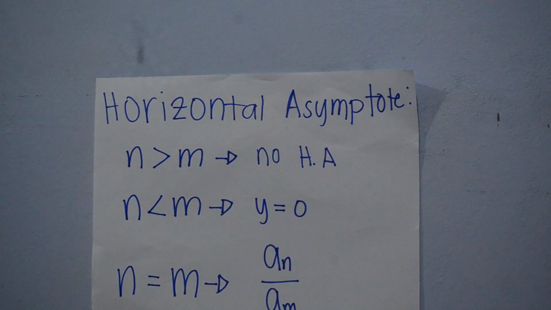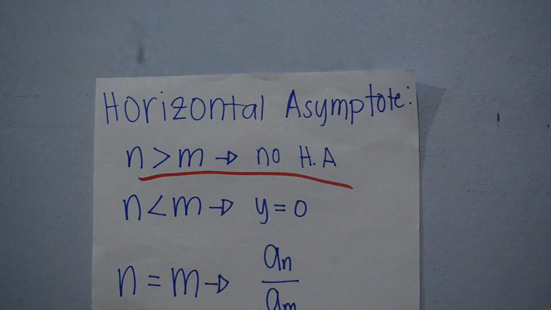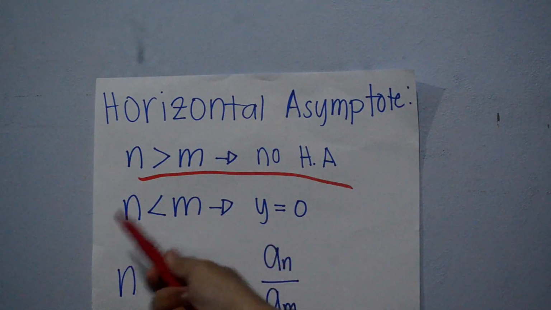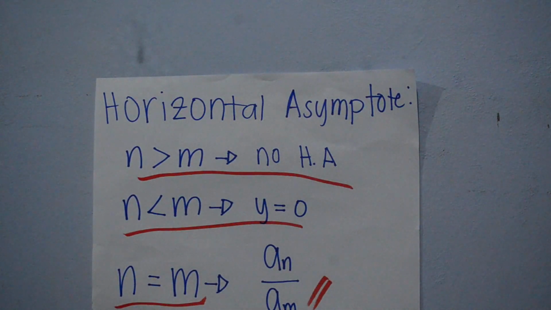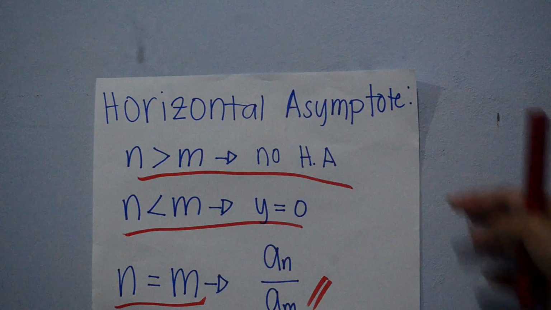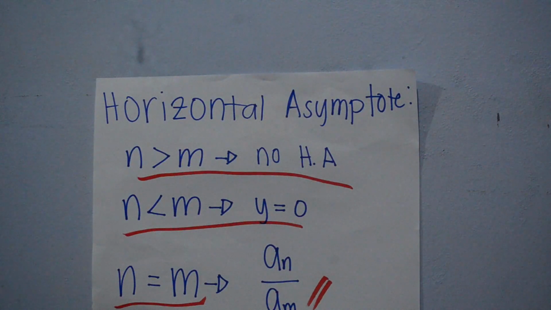Note, in finding the horizontal asymptote, if n is greater than m, then there is no horizontal asymptote. But if n is less than m, then y equals 0. But if n is equal to m, like earlier, we're going to use the equation an over am to arrive at our horizontal asymptote. So, we're done with everything, and all that is left to do is to graph.